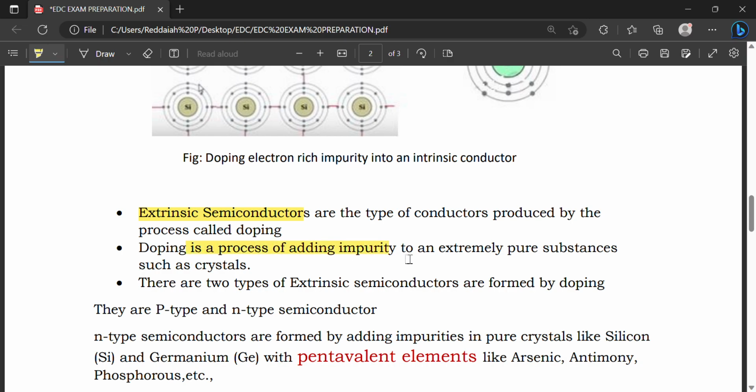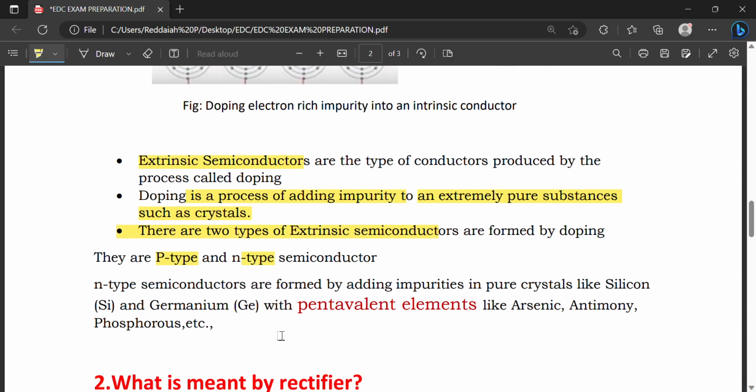Doping is a process of adding impurity. Simply we can remember: doping is a process of adding impurity to extremely pure substances such as crystals. There are 2 types of extrinsic semiconductors formed by doping: p-type and n-type. N-type semiconductors are formed by adding pentavalent elements like arsenic, antimony, phosphorus, etc. Whereas p-type semiconductors are formed by adding trivalent impurities. That is the question and answer.